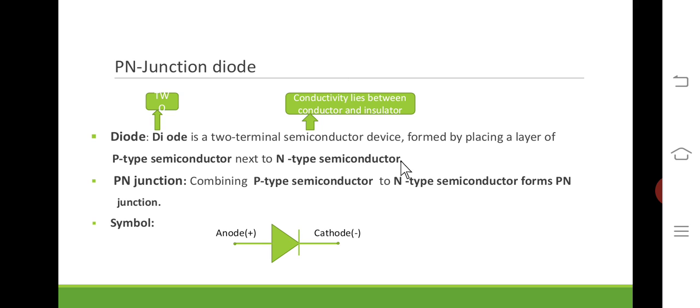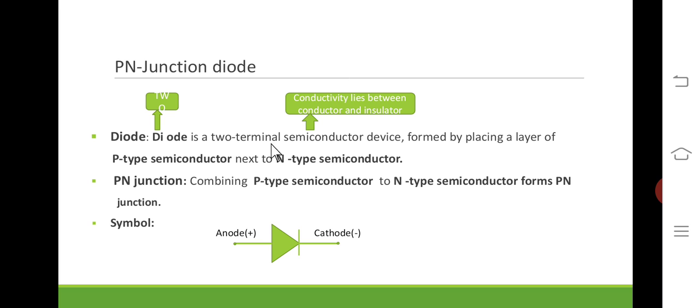Okay, let us learn the definition of the PN junction diode once again. What is PN junction diode? PN junction diode is a two-terminal semiconductor device. What do you mean by semiconductor? Semiconductor is nothing but a material whose conductivity lies in between the conductor and the insulator. Already you know what is the conductor, insulator and the semiconductor. Di is nothing but two, so PN junction diode is a two-terminal semiconductor device.